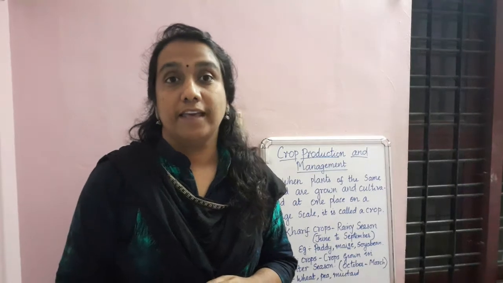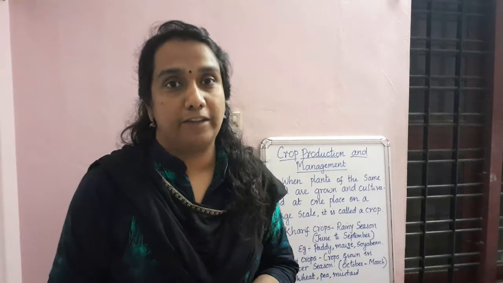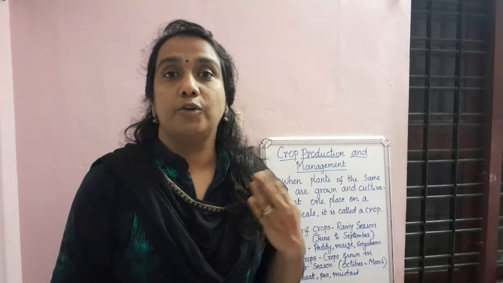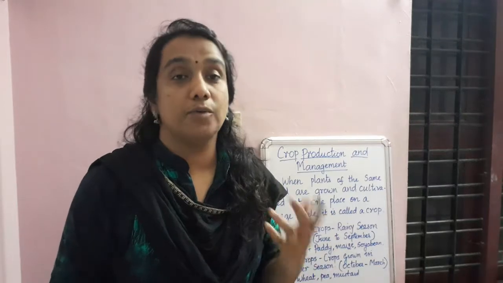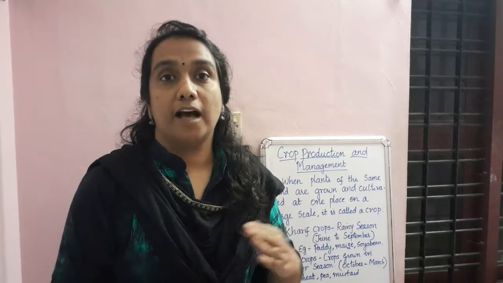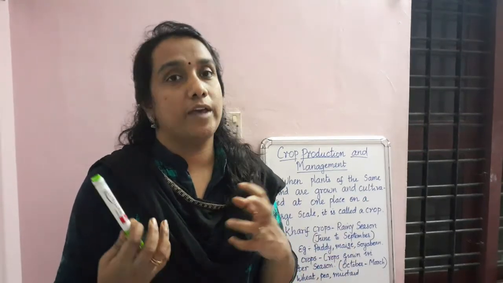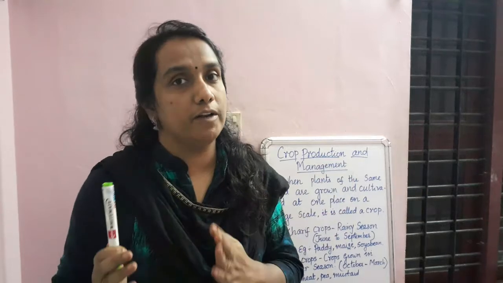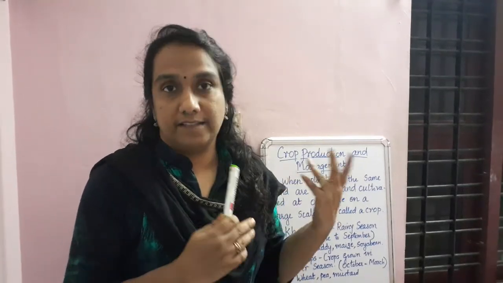Today we are going to see the first chapter in the science CBSE NCERT syllabus, that is crop production and management. Can you say what is the most important occupation of the people of India? I think you know that it is agriculture, right? We grow the crops and we sell them, right? So in this chapter we will see the different types of crops in India, how we produce them, how we harvest them, and all those steps. So let's see this chapter.